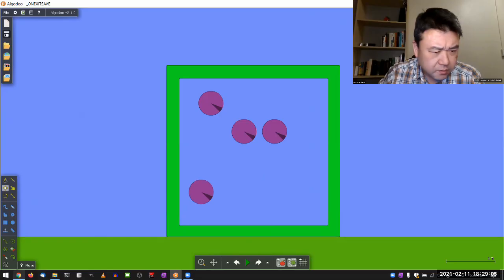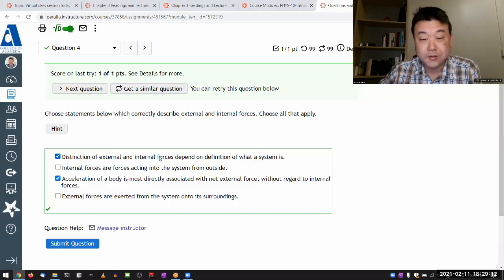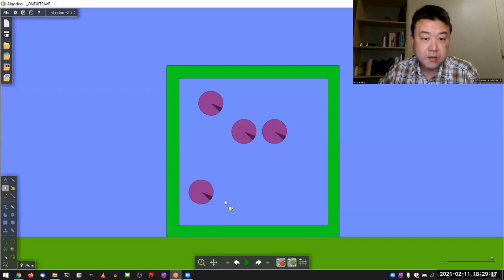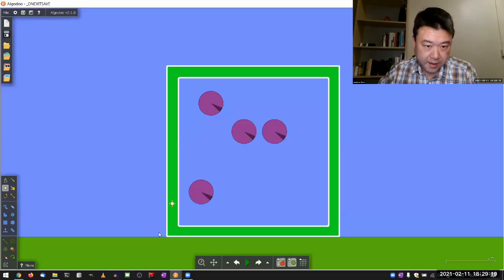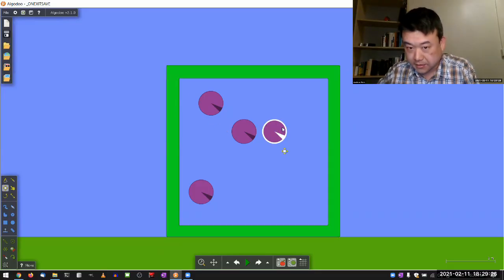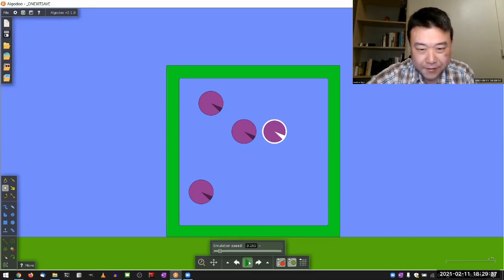I think that's mainly what I wanted to talk about. Oh, and yeah, the distinction of what is external and what is internal force depends on your definition of what a system is, and this is what I mean. So I've been trying to call this entire thing a system, but I don't have to. I can choose to call this single ball my system, and then let me see if I can catch it in the collision with the wall.